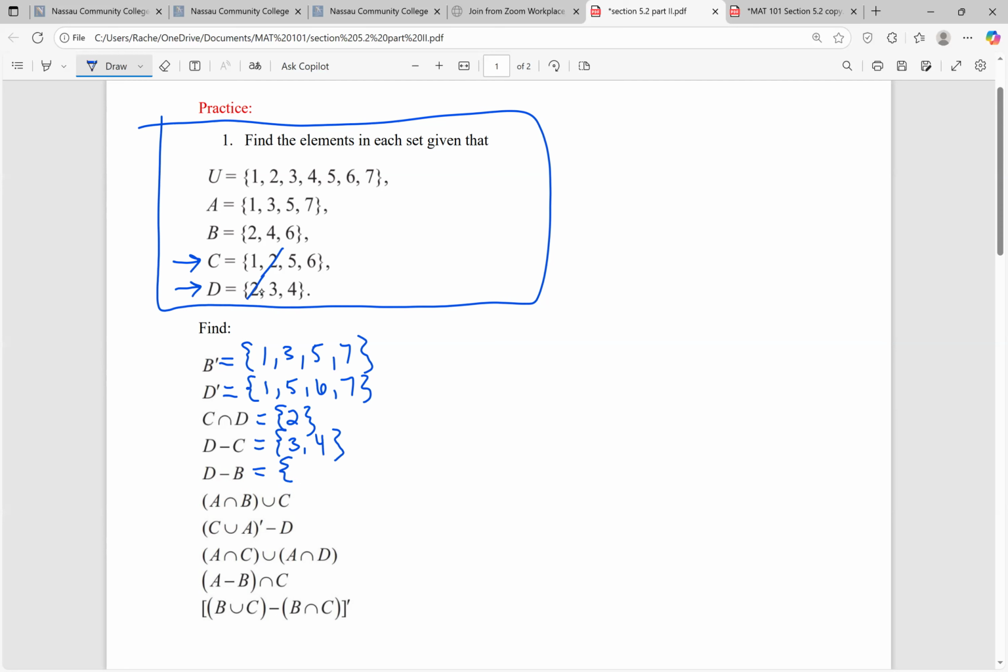Now, if I wanted to look at the difference between sets D and B, which is the next one, 2 is in D and it's also in B, and then 4 could also get taken away. So the only thing left in D minus B is just 3. So that would be the result.